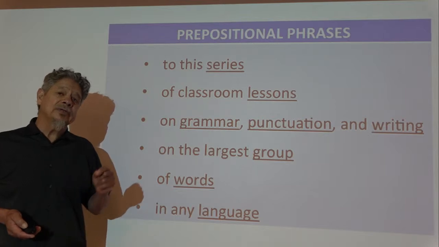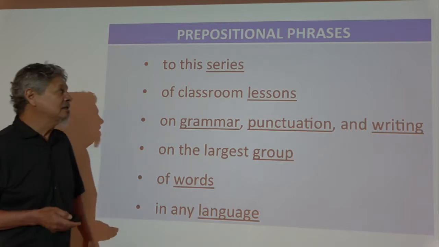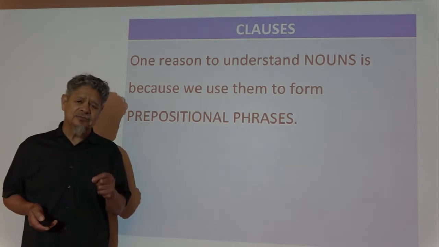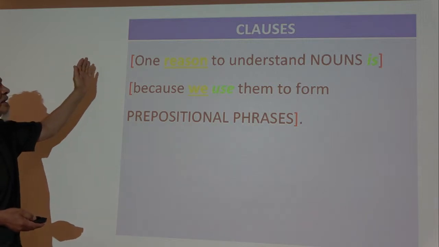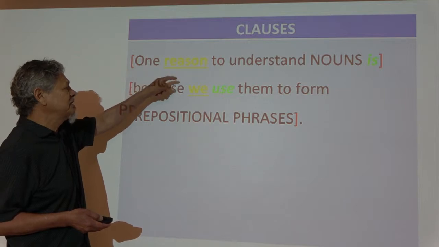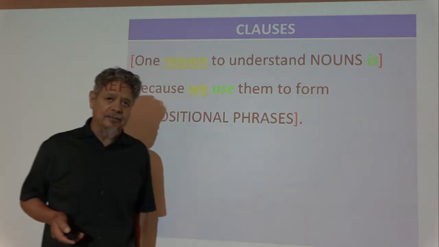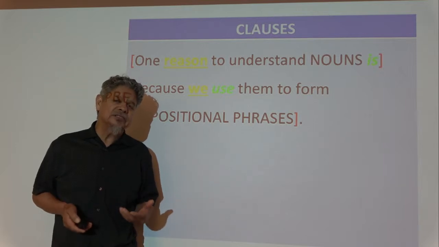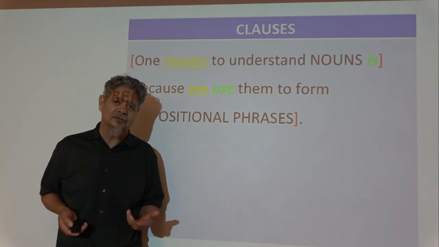Also, any noun can become the subject of a verb, creating a clause. This sentence, for example, has two clauses, each with its subject and its verb. You can see them better if I set them off with brackets and I colored the subjects. One is a noun, one is a pronoun, and the verbs are in green. So we have no way of really understanding prepositional phrases and clauses if we don't understand nouns.